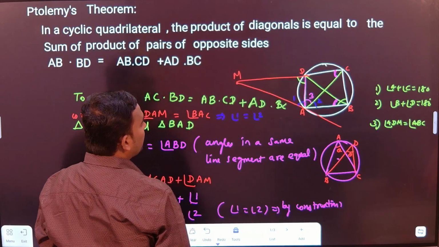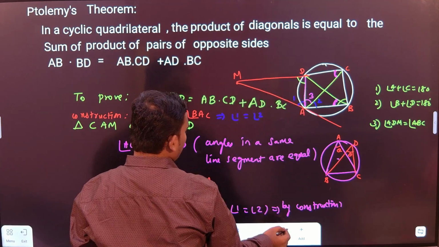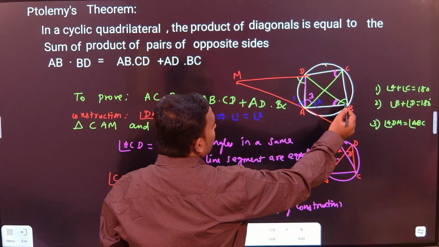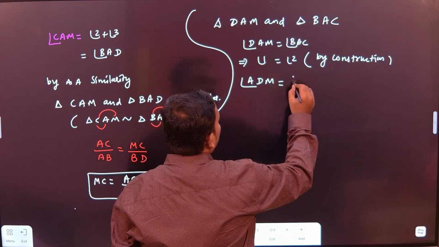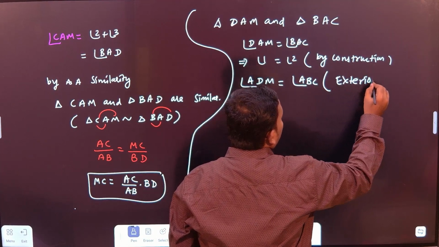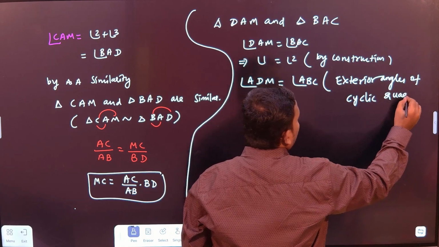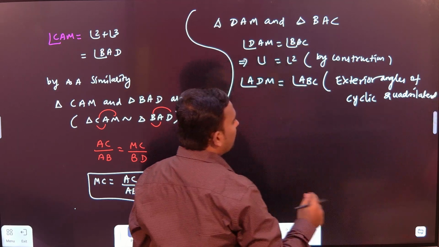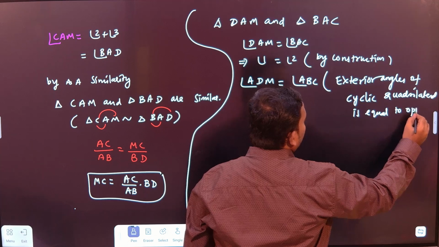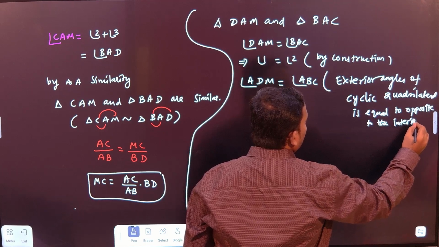Okay. Then you can see next thing, exterior angle. Which one we can say? Angle ADM is equal to, so which one is this one? Angle ABC you can take. So why is this true? Because exterior angle of a cyclic quadrilateral is equal to the opposite interior angle.